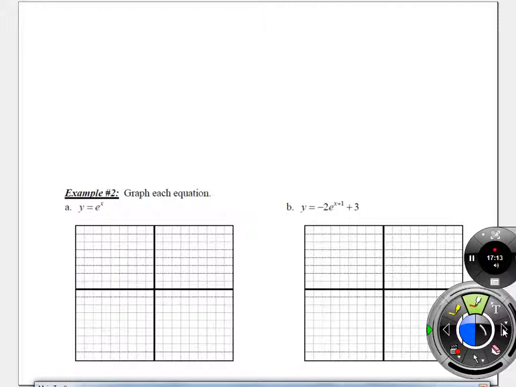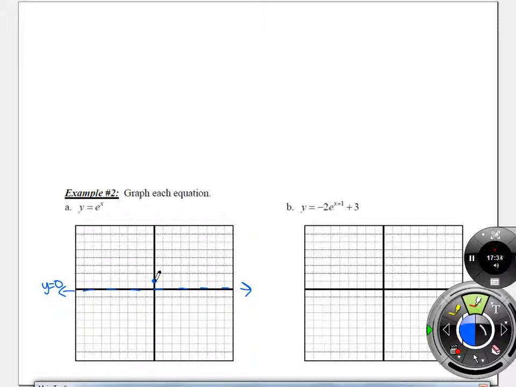So is this going to be a growth or decay? Growth, because e is more than 1, okay? Every exponential function has a parent function, which this is a parent function because it's just a number to the power of x. It has that asymptote at y equals 0, and it has that point at (0, 1).